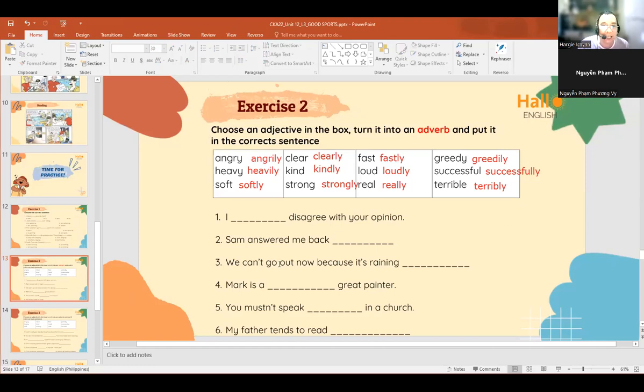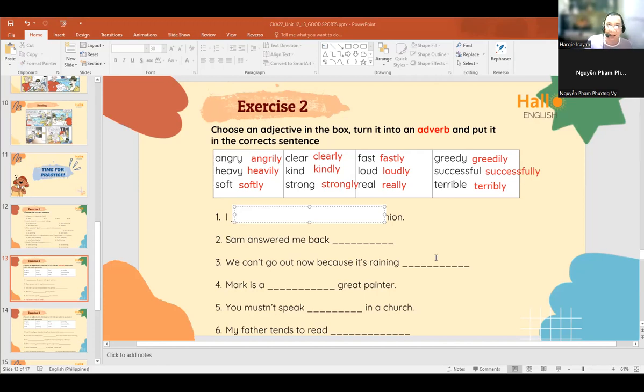Now, in here, we have to choose an adjective in the box and turn it into an adverb and put it in the correct sentence. So we have to choose the words from the red ones. Okay, number 1, V. What do you think would be the correct answer? I blank disagree with your opinion. I heavily disagree.